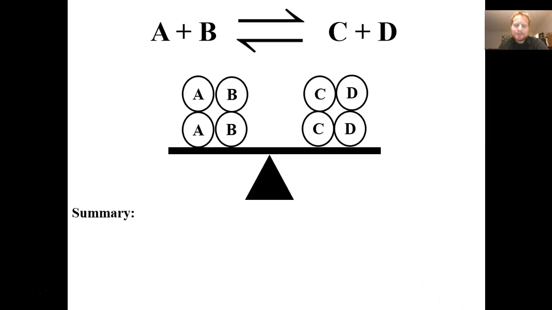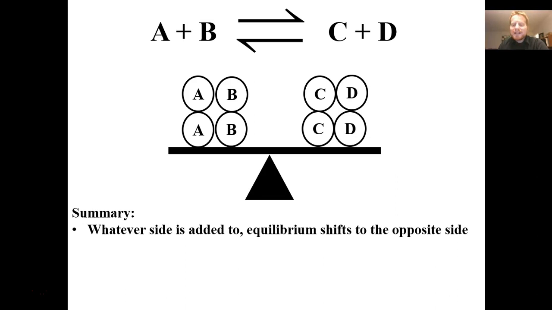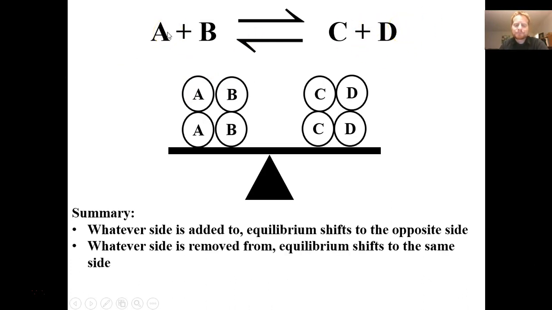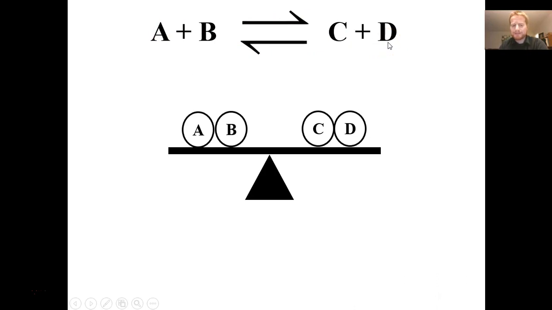So let's look at our summary. Whatever side is added to, the equilibrium will shift to that opposite side. So if we add to the left, if we add A or B, that means the equilibrium will have to shift to the right. If we were to add C, or if we were to add D, the equilibrium would have to shift to the left in order to accommodate that. Whatever side is removed from, equilibrium shifts to that same side. So if we remove A or B, equilibrium will shift toward that left side. And if we remove C or D, equilibrium will shift toward the right side.